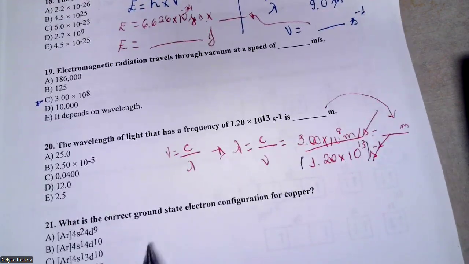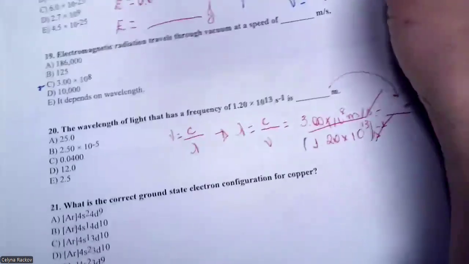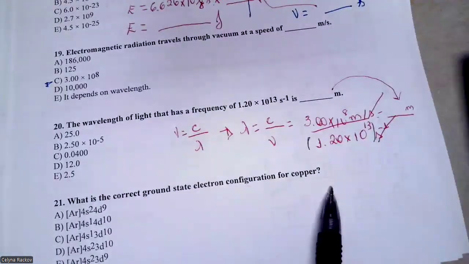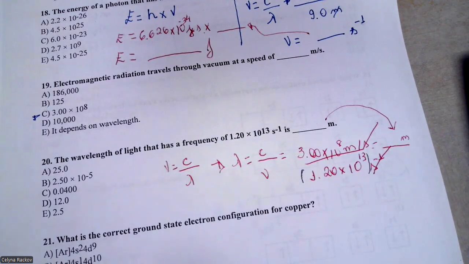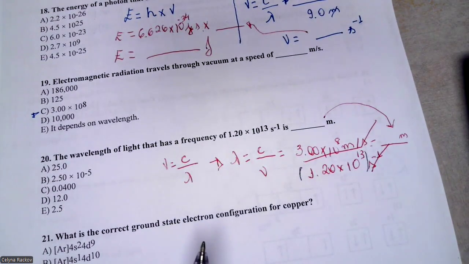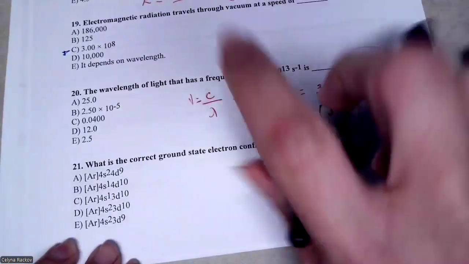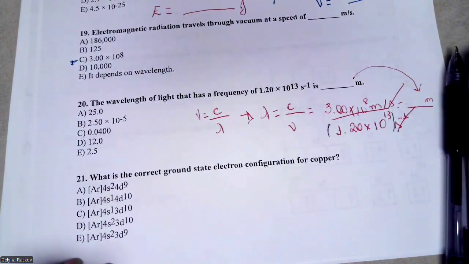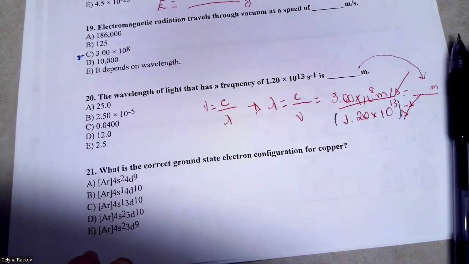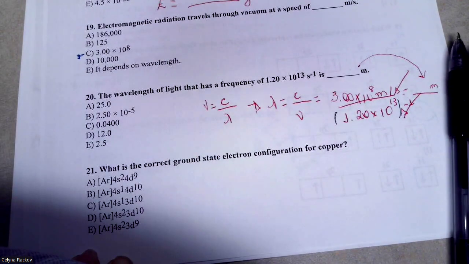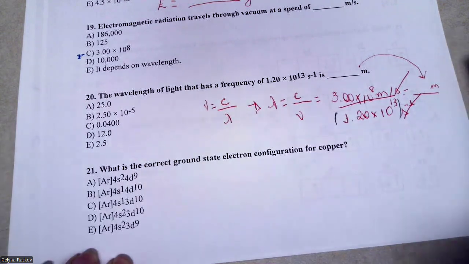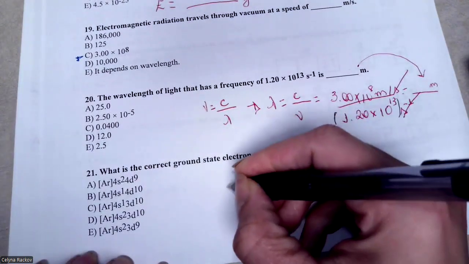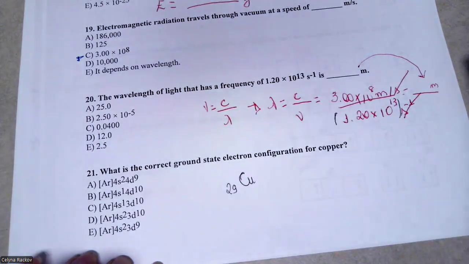Okay, so question 21. What's the correct ground state electron configuration for copper? So copper is one of the exceptions that we saw in the electron configuration. How many electrons do we have in copper? Copper has 29 electrons, right? So the electron configuration will be, follow here, right?